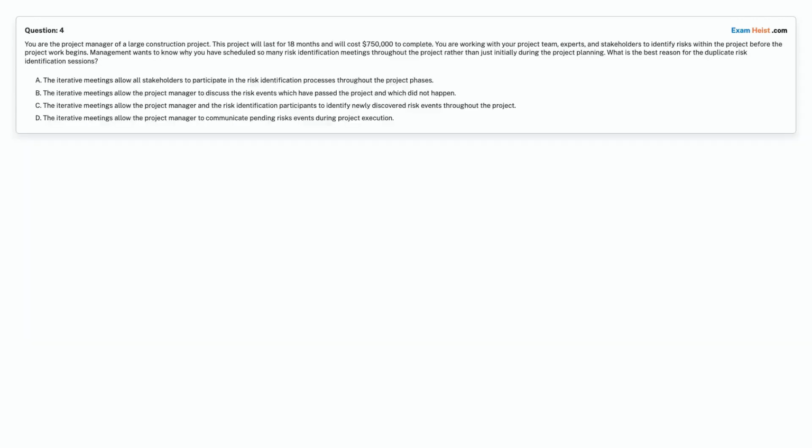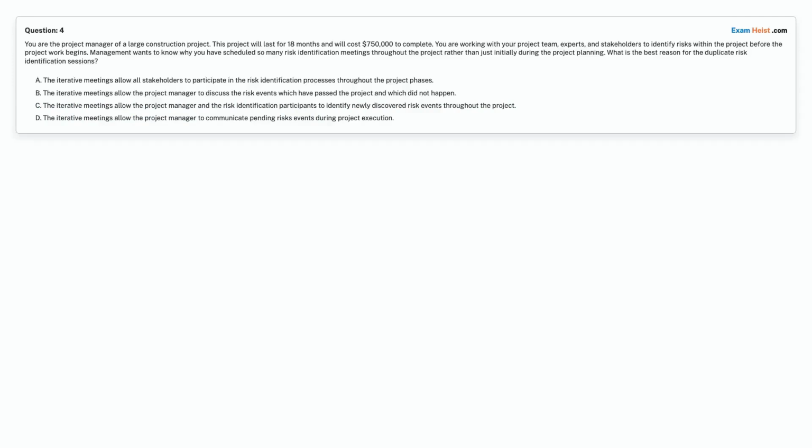Question 4. You are the project manager of a large construction project. This project will last for 18 months and will cost $750,000 to complete. You are working with your project team, experts, and stakeholders to identify risks within the project before the project work begins. Management wants to know why you have scheduled so many risk identification meetings throughout the project rather than just initially during the project planning. What is the best reason for the duplicate risk identification sessions?